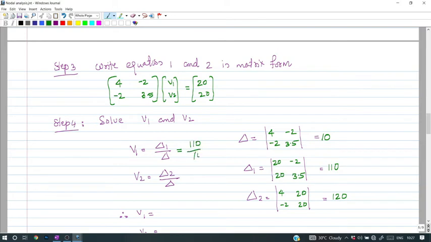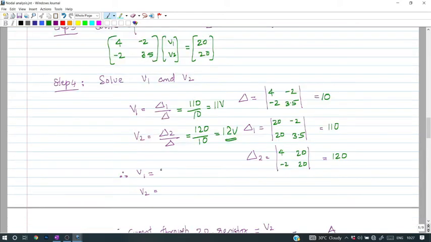110 divided by 10, that is 11 volt, and delta 2 is obtained as 120. Delta is 10, so V2 is obtained as 12 volt. So V1 is obtained as 11 volt. V2 is obtained as 12 volt.